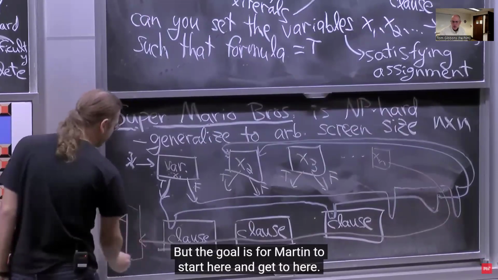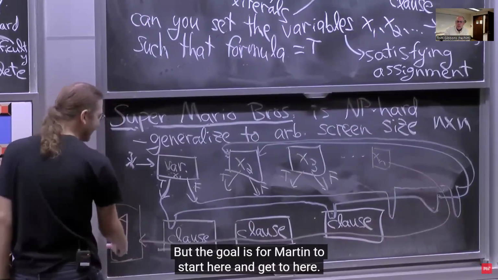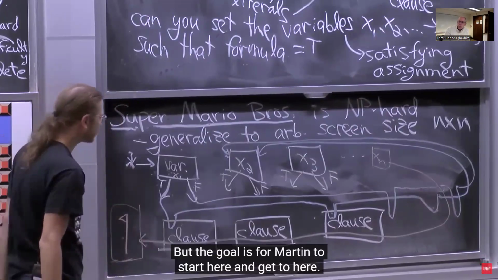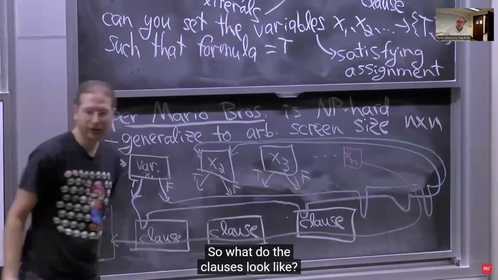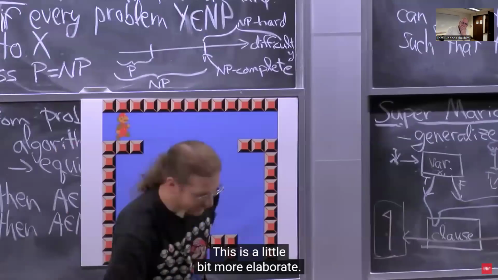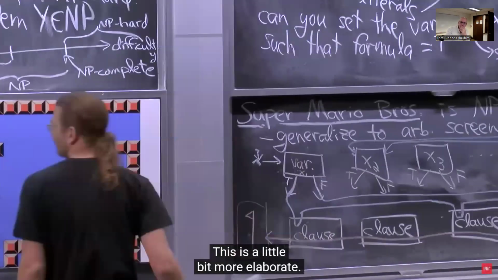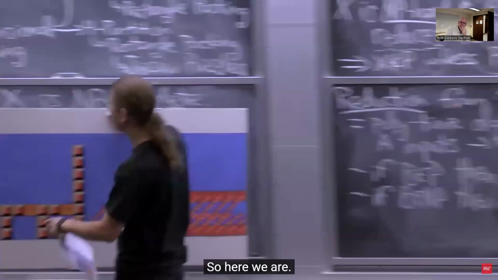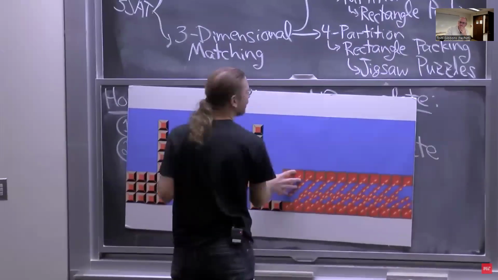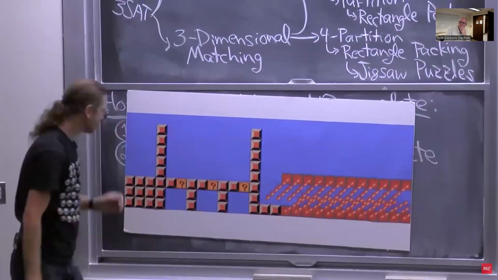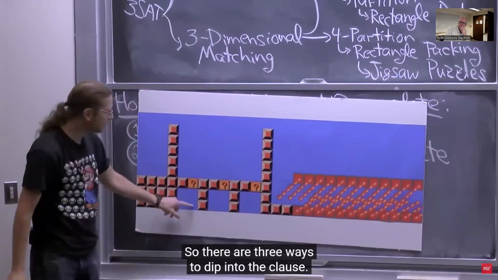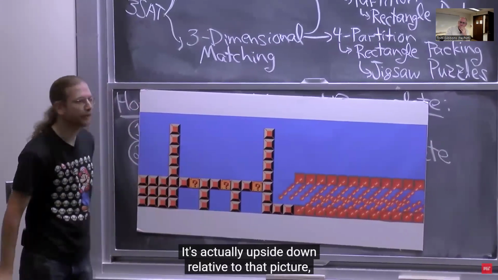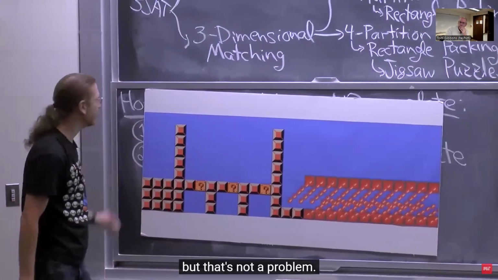So the goal is for Mario to start here and get here. In order to do that, you have to be able to traverse through these clauses. So what do the clauses look like? This is a little bit more elaborate. This is a clause gadget. So there are three ways to get into the clause. It's actually upside down relative to that picture, but that's not a problem.